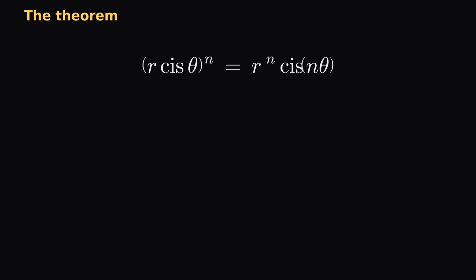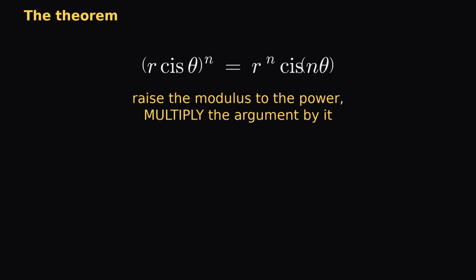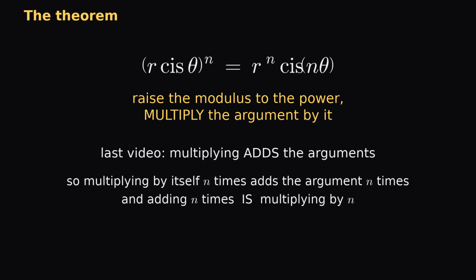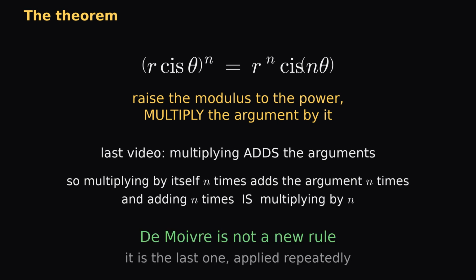So here it is. (r cis θ)^n is r^n cis nθ. Raise the modulus to the power and multiply the argument by it. And that should look familiar from last video. Multiplying added the arguments. So multiplying a number by itself n times adds the argument n times. And adding something n times is multiplying it by n. De Moivre is not a new rule. It is the last one, applied repeatedly.